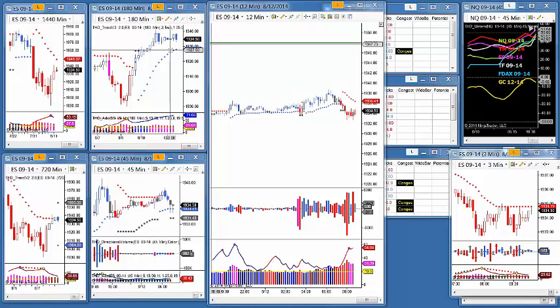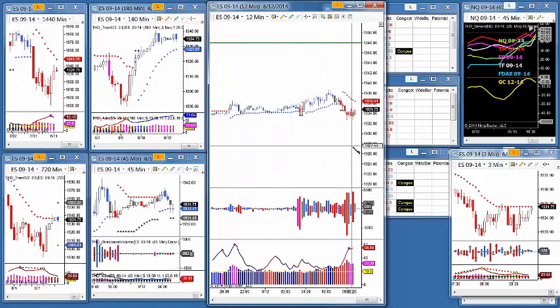Then we have a line of support here at 1928. So I want to put that on my chart.